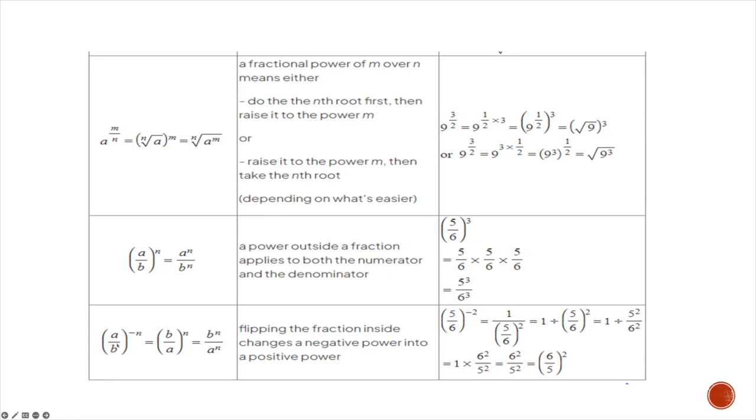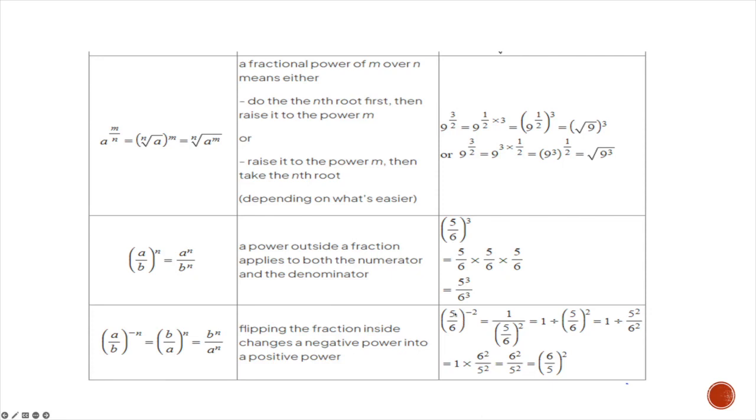Flipping the fraction inside changes the negative power into positive power. If the power is negative, we can change the power to positive, then inside we have to get the reciprocal. So a over b to the minus n means reciprocal, b over a to the plus n. We can write b to the n over a to the n.